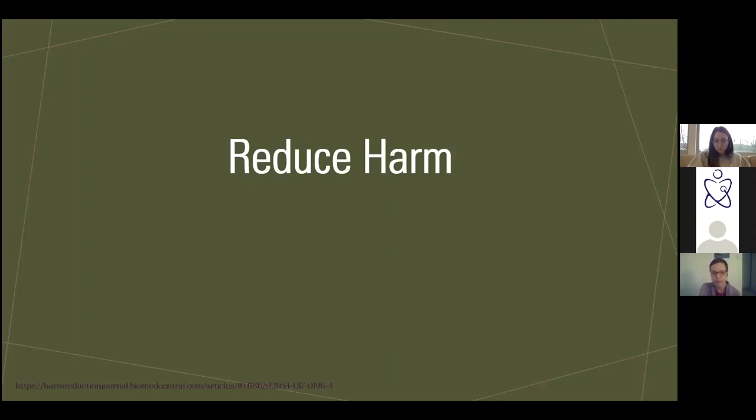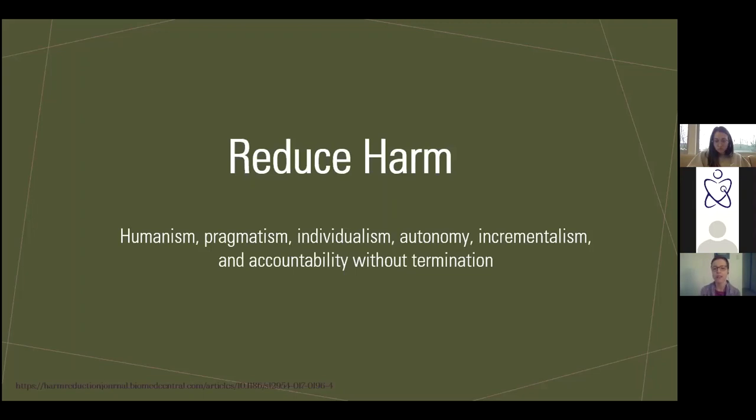So one of my favorite definitions tried to pull out the underlying principles of this kind of care, and specifically came out with humanism, pragmatism, individualism, autonomy, incrementalism, and accountability without termination, which can maybe be more succinctly summarized as keeping people alive and treating them with dignity, which is how Jessica described it and understood it in her own work as well.